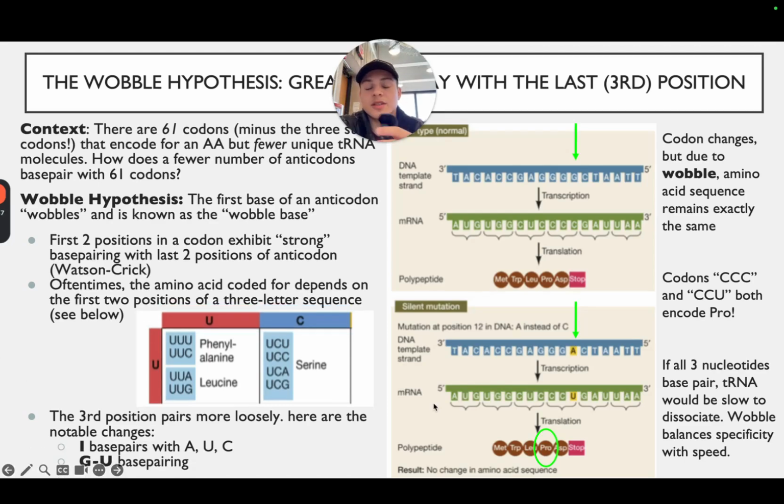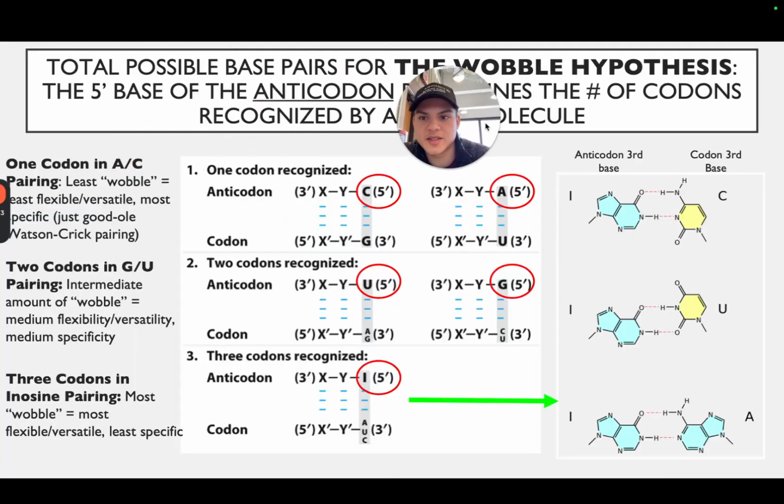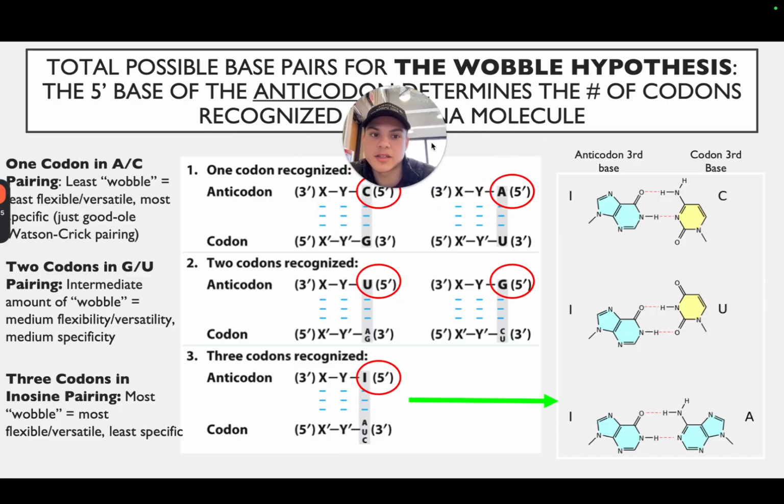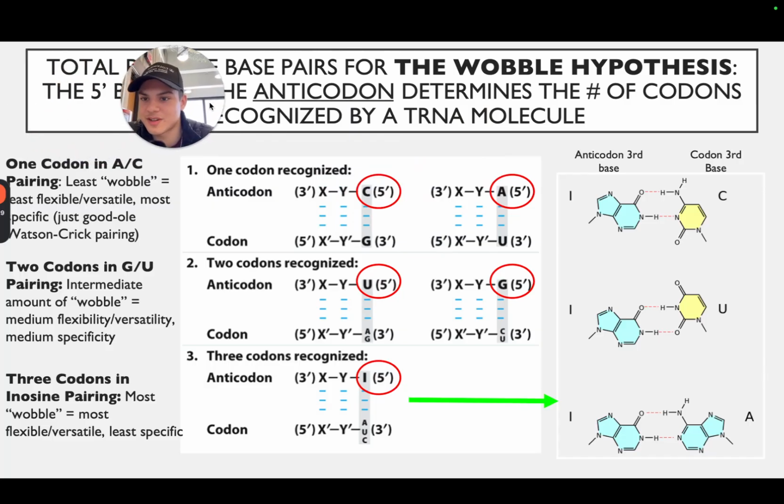Awesome. So here's the wobble hypothesis. And something I want you to know is that the third position pairs more loosely. Here are the notable changes where the I base pairs with A, U, and C, and then there is also GU base pairing as well. Okay, and then here are the total possible base pairs for the wobble hypothesis, where the 5' base of the anticodon determines the number of codons recognized by a tRNA molecule. So we'll walk through this very slowly.